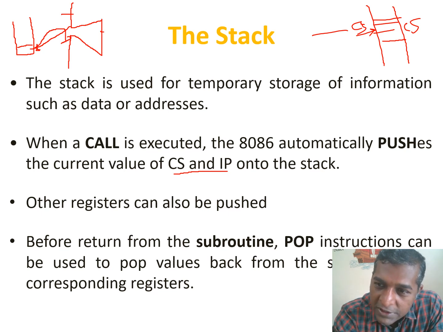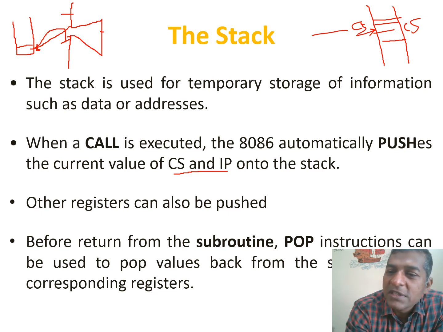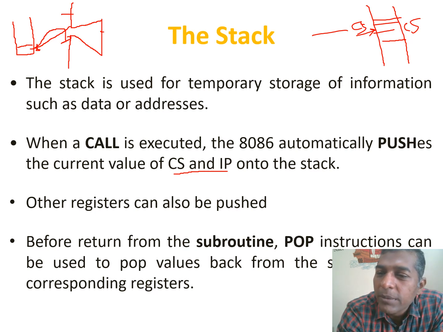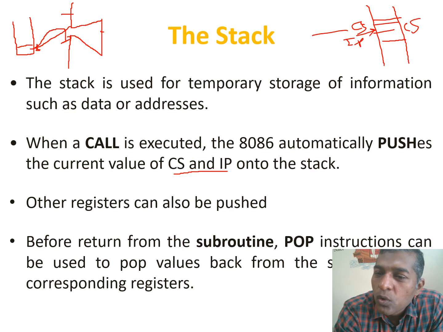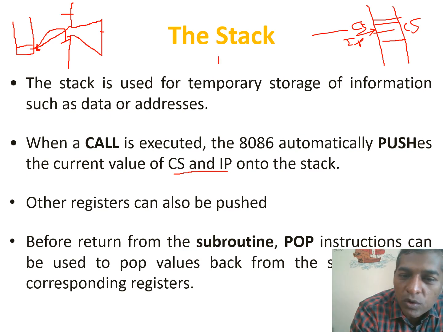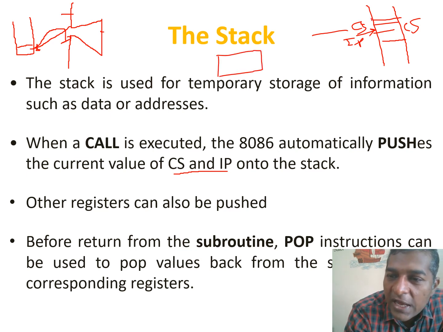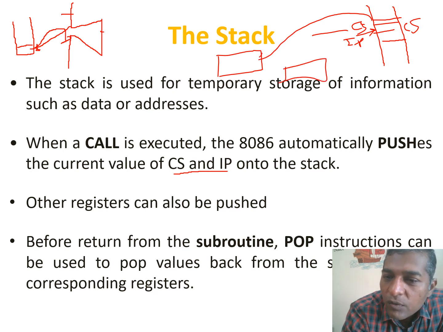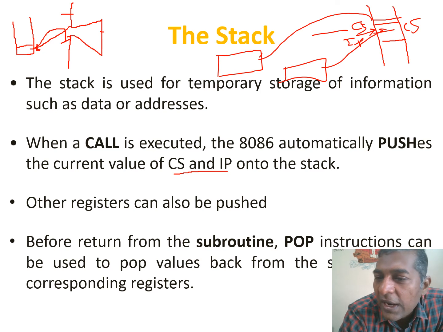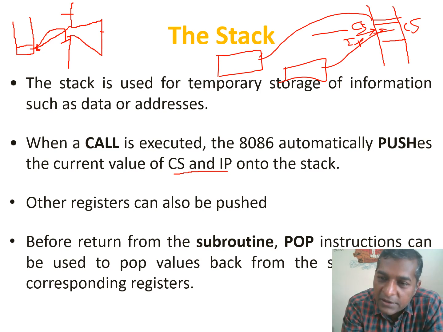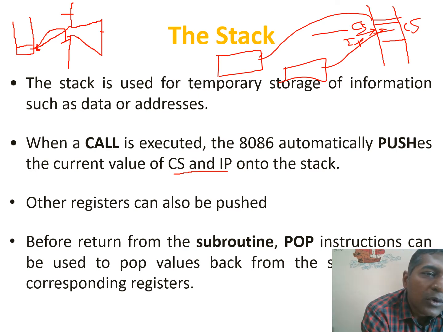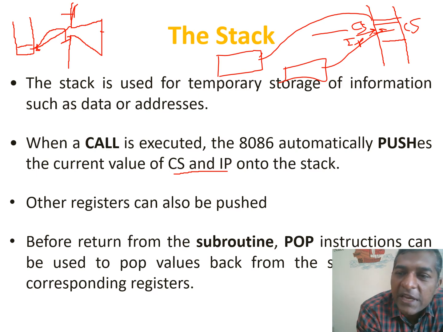A set of instructions is known as a program. These instructions are executed one after another by the instruction pointer. The code segment will hold the starting address of the code segment, whereas the instruction pointer will hold the address of the particular instruction which is to be executed next. Whenever the main program is being executed, CS and IP are the same.